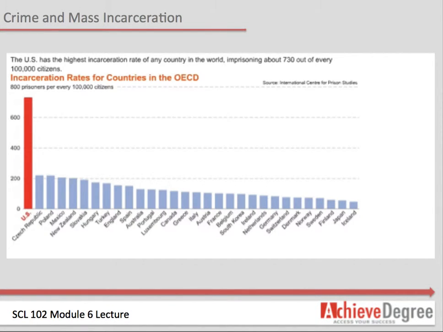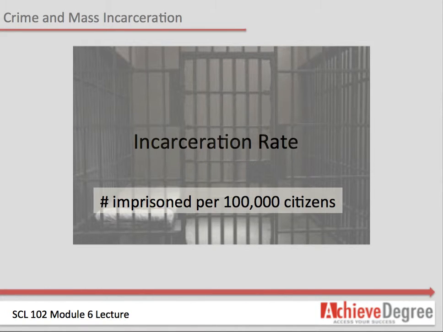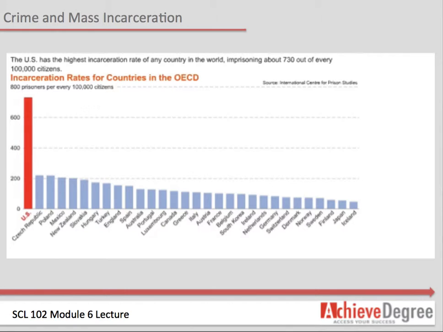Recall the graph that compared the incarceration rate of the U.S. to other developed nations of the world from your readings this week. The incarceration rate is the number of citizens being imprisoned or jailed per 100,000 citizens. This controls for population size because not every country has the same number of citizens. The graph shows that the U.S. has over 3 times as many prisoners per citizen as the next highest developed nation, the Czech Republic.